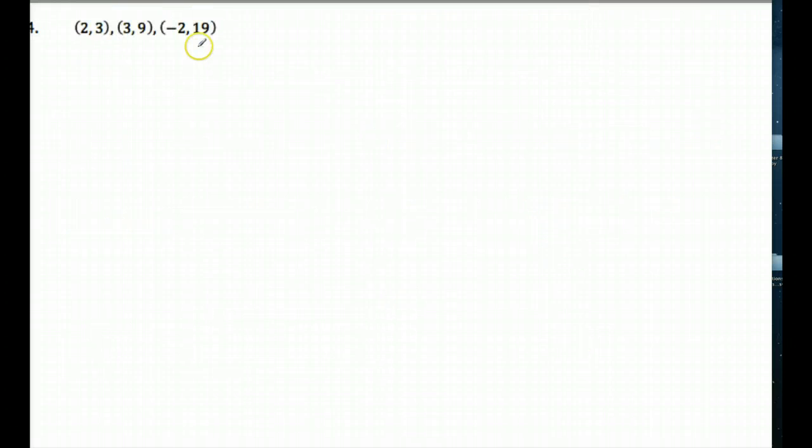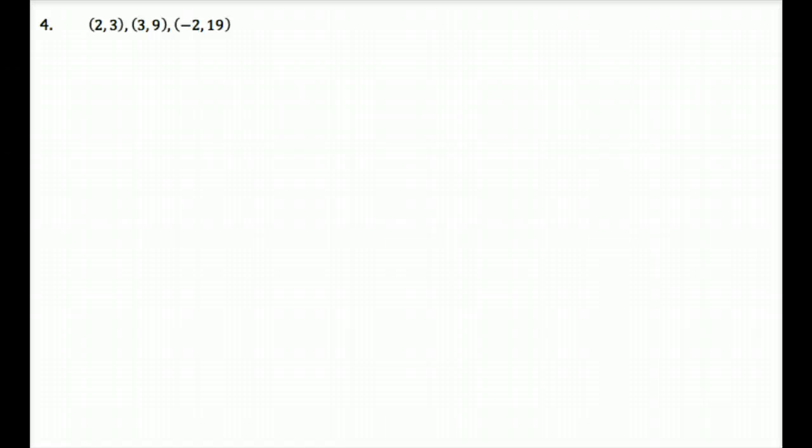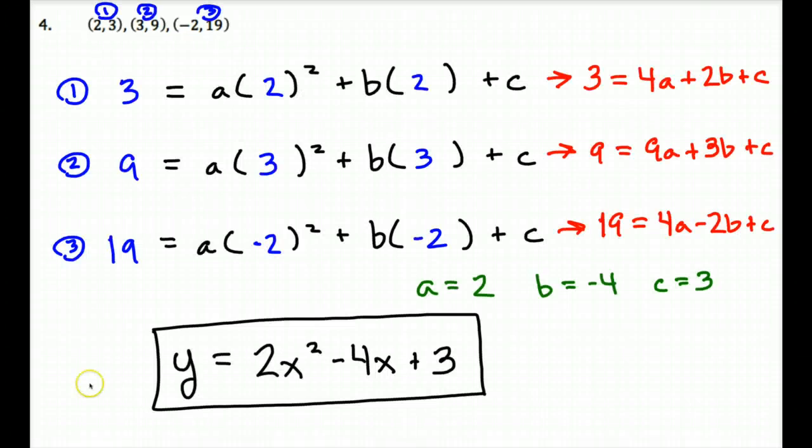Okay, and then one more I just want you to practice. Again, for this one, go ahead and try this on your own by clicking pause, and then once you're finished, click play to check your answer.